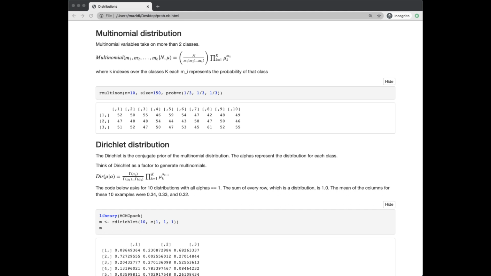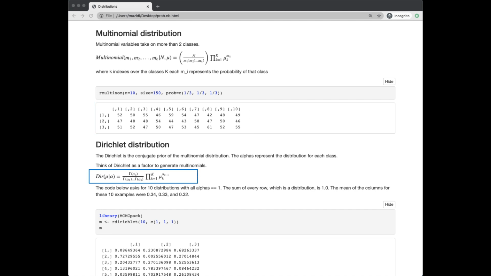There are 3 classes. If we want to put the 150 flowers in the iris data set into 3 boxes, or 3 classes, with an even probability of each class, we could use the R multinomial command here. The output gives us 10 vectors left to right because we said n equals 10. Our size is 150 for each column. We get 150 flowers in each column. Values in each row are the number of flowers in that class. The mean values for the 3 rows are 54, 50.1, and 54.9.